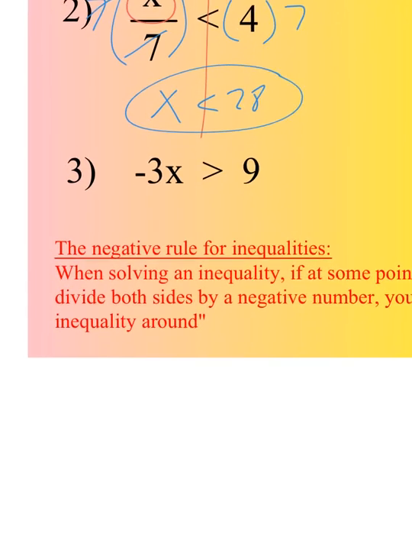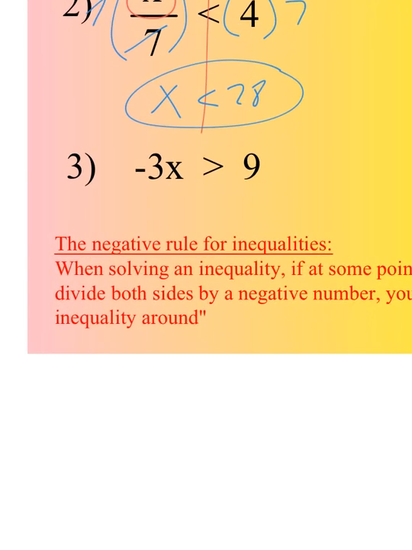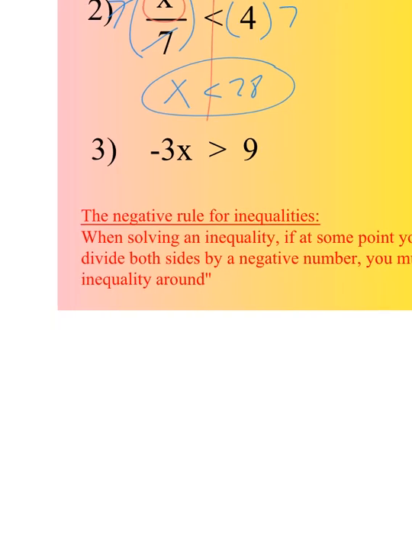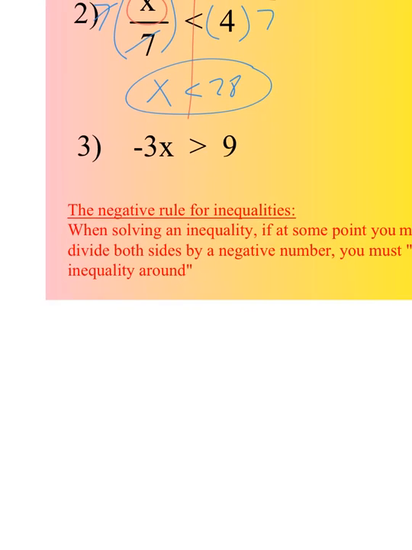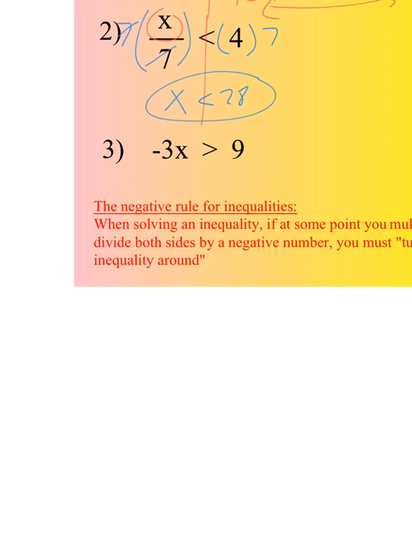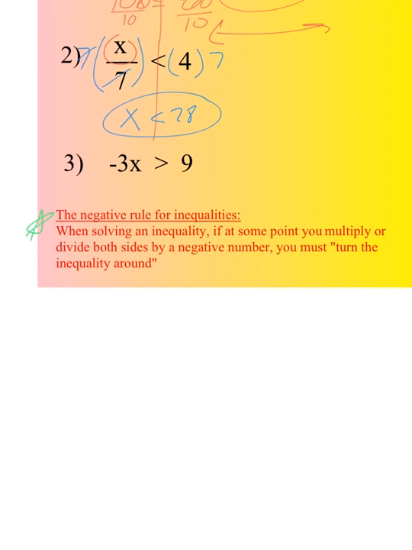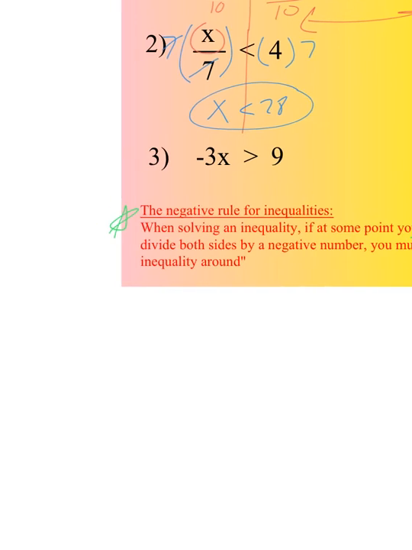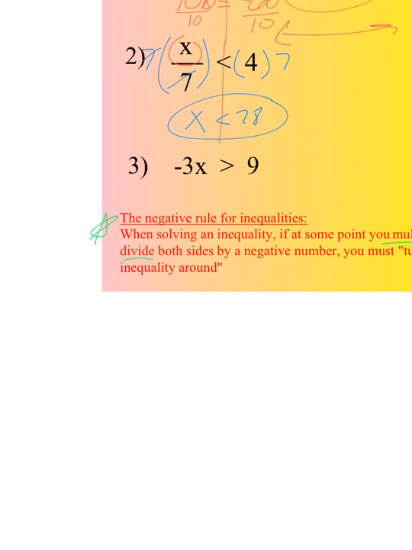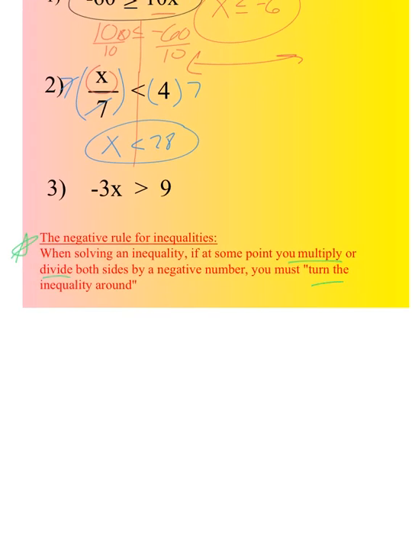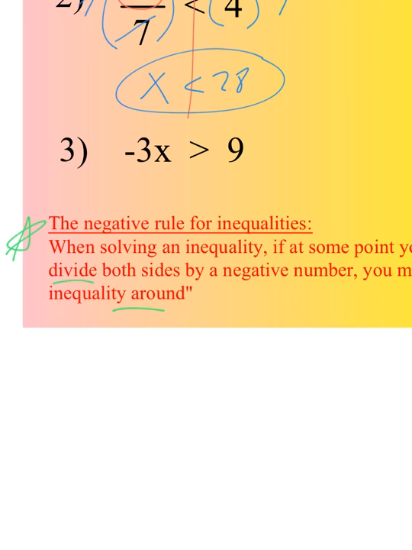Okay. But now, the special one, the one I've got to talk about is this last one here. Maybe some of you remember this from dealing with inequalities before. There's one glitch that happens with inequalities. And as it says right down here, when solving an inequality, if at some point you multiply or divide both sides by a negative, you must turn the inequality around. There's something that happens with inequalities when you divide both sides by a negative. Take a look, you guys.